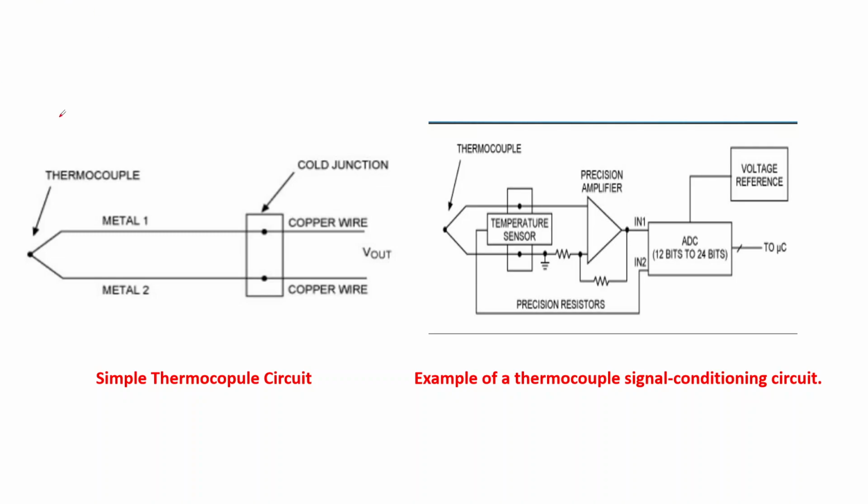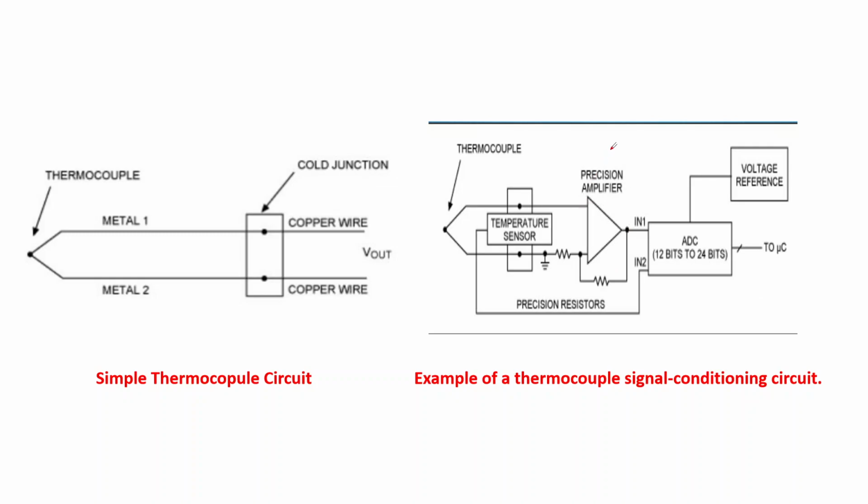Here we see a simple thermocouple without signal conditioning. We can see two metal wires, metal 1 and metal 2, connected here. This junction forms a thermocouple. This is the cold junction and the hot junction. So this thermocouple circuit, we are going to connect with the signal conditioning circuit.